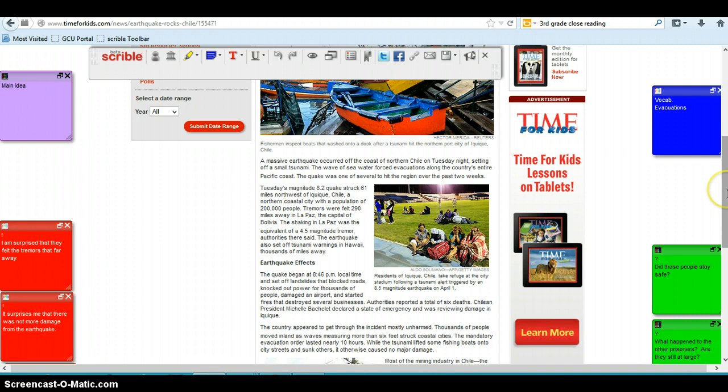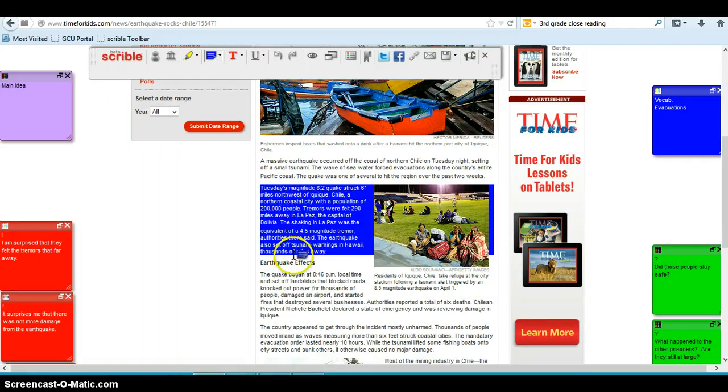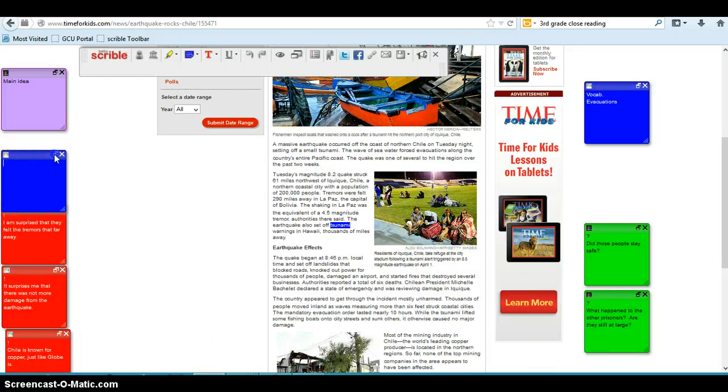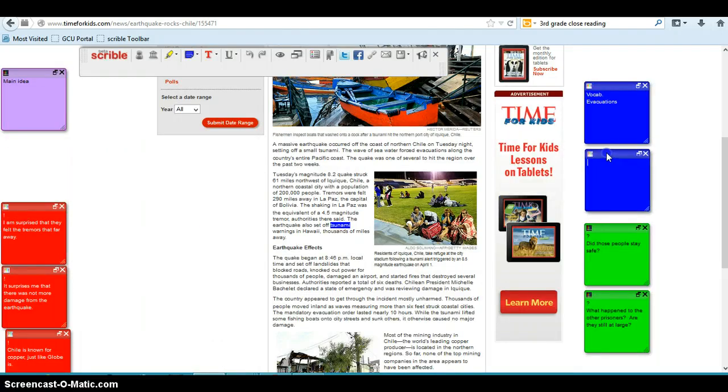What other words were unfamiliar to me? Tsunami. I wonder what a tsunami is. I can predict what it might be. Maybe it's something like a hurricane? But that's something we can look up too. So we will look up vocab, tsunami.